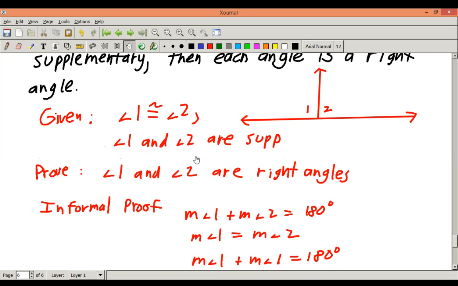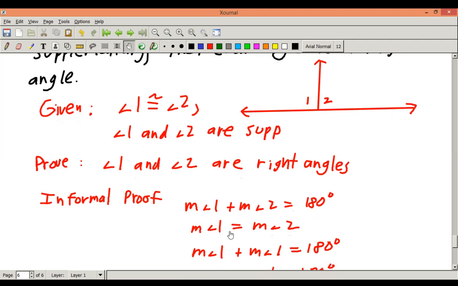So look at the fact that we know that angles 1 and 2 are supplementary. So that allows us to say that the measure of angle 1 plus the measure of angle 2 is 180, but that's the definition of supplementary angles. If we know angles 1 and 2 are supplementary, we know that their measures add up to 180 by definition of supplementary angles.